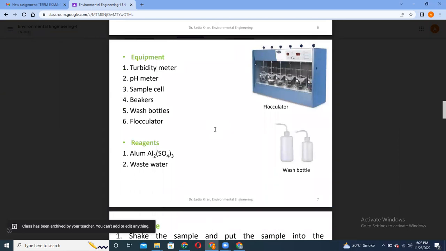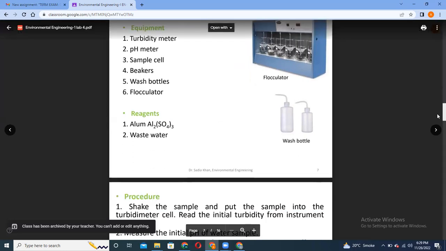The equipment that is used in this laboratory test is a turbidimeter, pH meter, sample cell, beakers, wash bottles to wash the beakers, and a polyplater. The reagents we will use in this lab experiment would be alum and wastewater. Our sample would be the wastewater that we will treat, so we will use that wastewater.